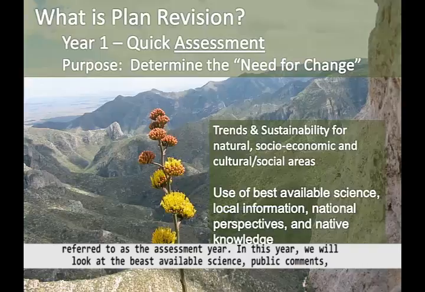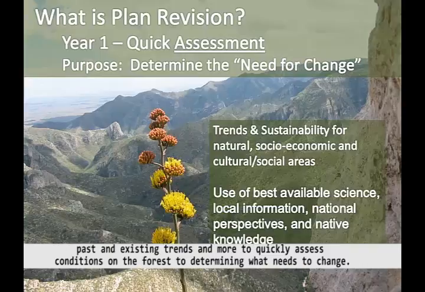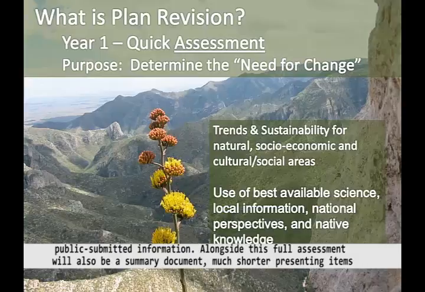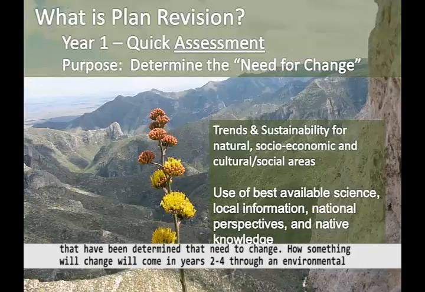In this year, we will look at the best available science, public comments, past and existing conditions, future trends, and more to quickly assess conditions on the forest to determine what needs to change. At the end of this first year, we will produce a detailed assessment document containing all of our findings along with public submitted information. Alongside this full assessment will also be a summary document, much shorter, presenting the items that have been determined which need to change.